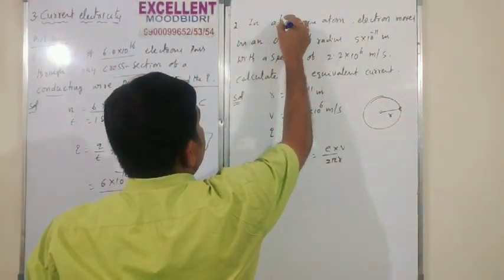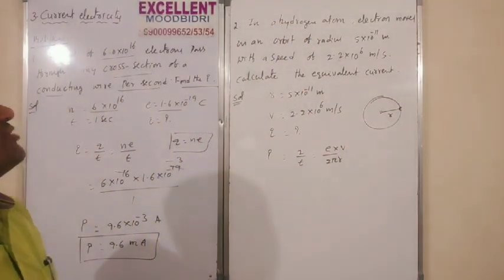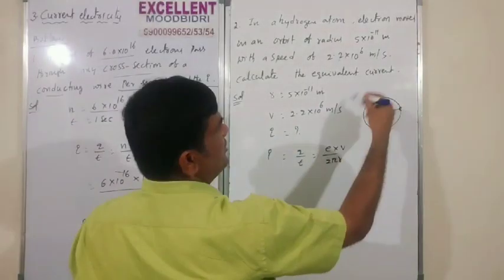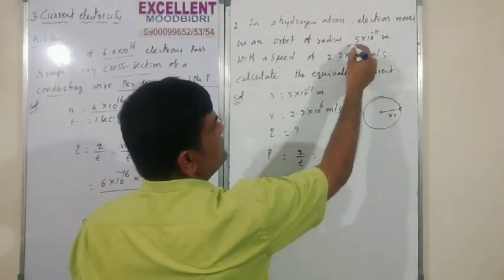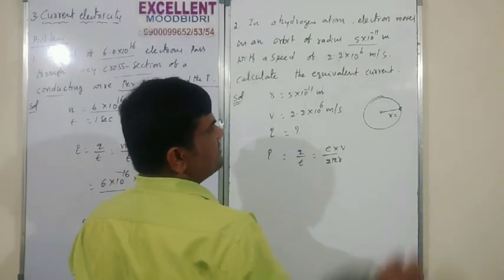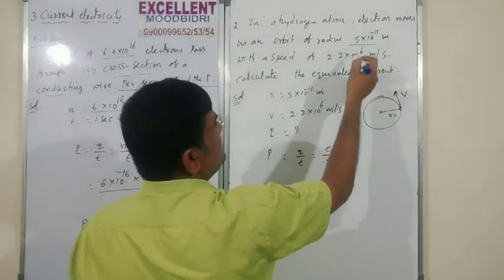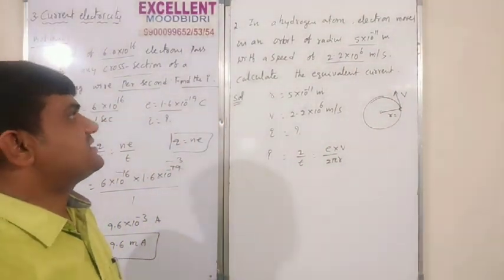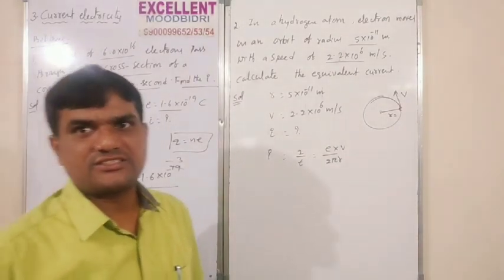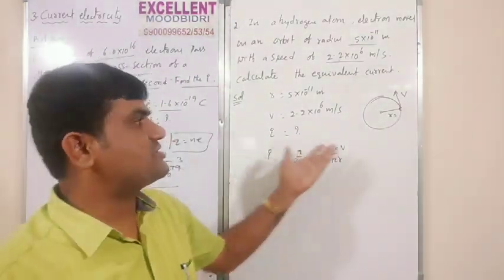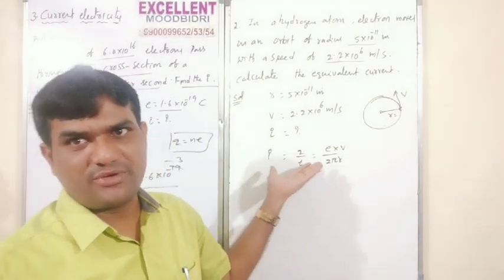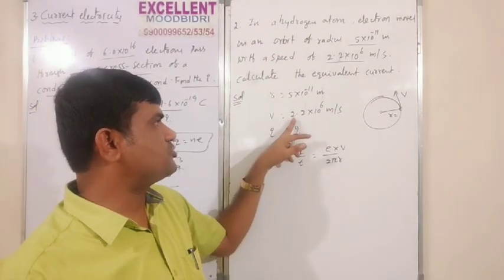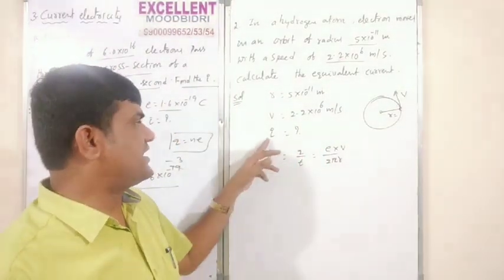Next, in a hydrogen atom, the electron moves in an orbit of radius 5 into 10 power minus 11 meters. The electron velocity is 2.2 into 10 power 6 meter per second. Then what is the equivalent current? This is based on velocity as well as the radius. So R is equal to 5 into 10 power minus 11 meters, and velocity is 2.2 into 10 power 6 meter per second.